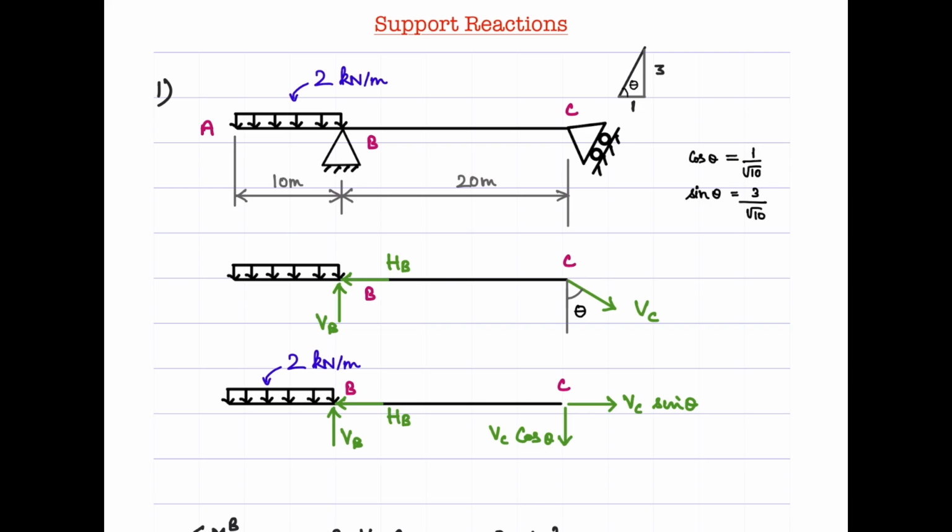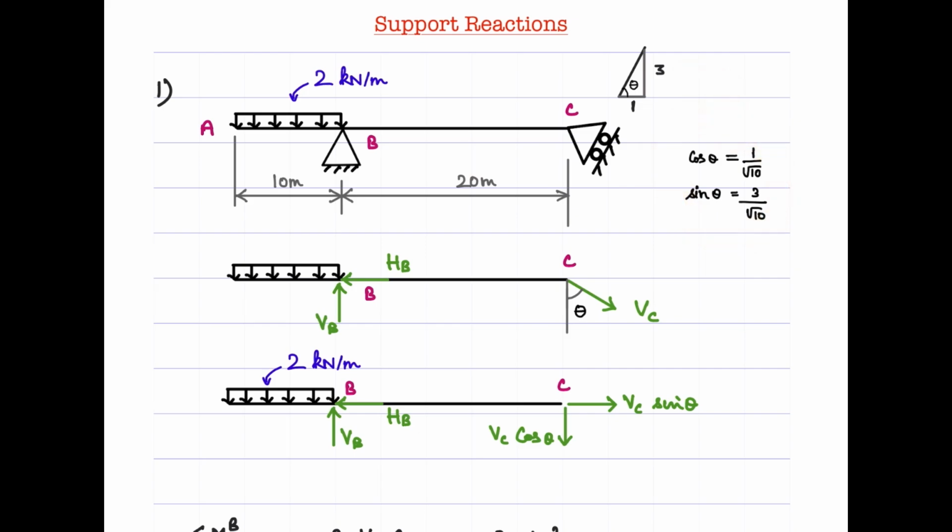So in the first problem, we have two spans such as AB and BC. The span details are given here. Apart from that, we have two supports: a pin support at location B and an inclined roller support at this point C. The inclination details are mentioned here. If this is the angle theta, one can find that the cos theta value and sin theta value are as mentioned here. So the first step is to draw the free body diagram.